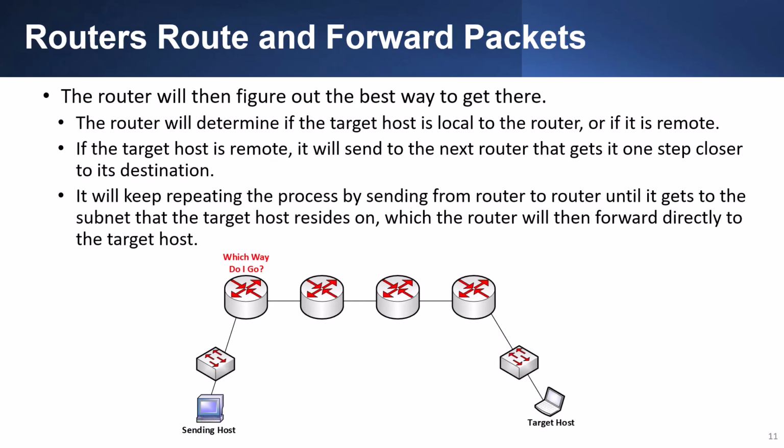The router will then figure out the best way to get there. The router will determine if the target host is local to the router or if it's remote. And if the target host is remote, it will send to the next router that gets one step closer to its destination. It will keep repeating the process by sending from router to router until it gets to the subnet that the target host resides on, which the router will then forward directly to the target host.